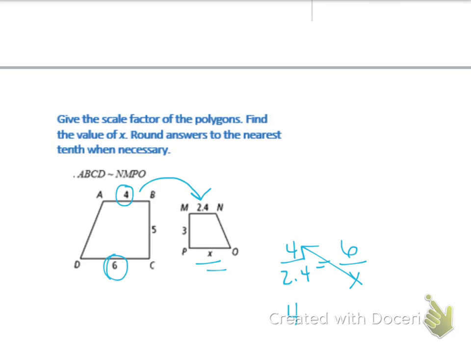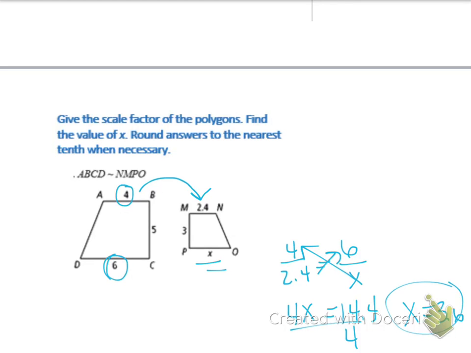I can cross multiply, so I get 4x equals, drop my equal sign in the center, 6 times 2.4, I get 14.4. Divide by 4, I get x to equal 3.6. And then it says, find the value of x, round to the nearest tenth when necessary, and give the scale factor.